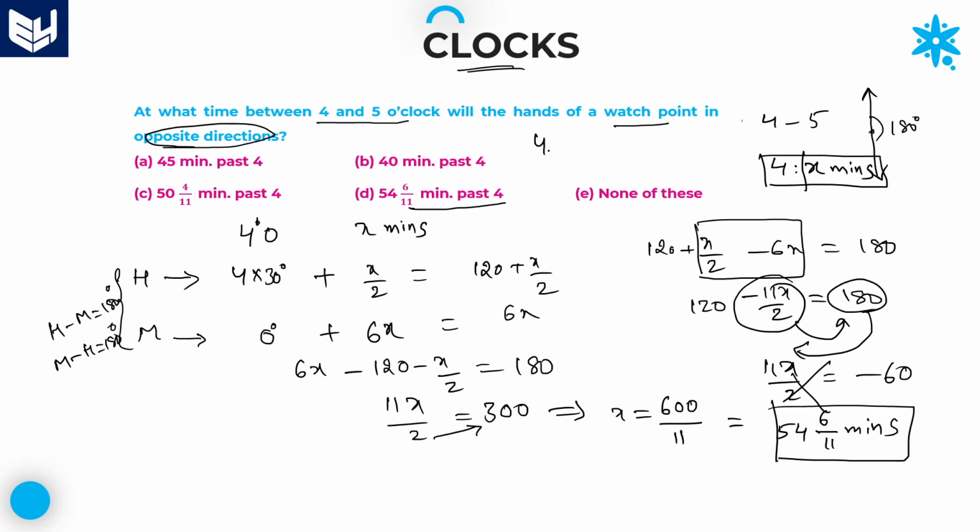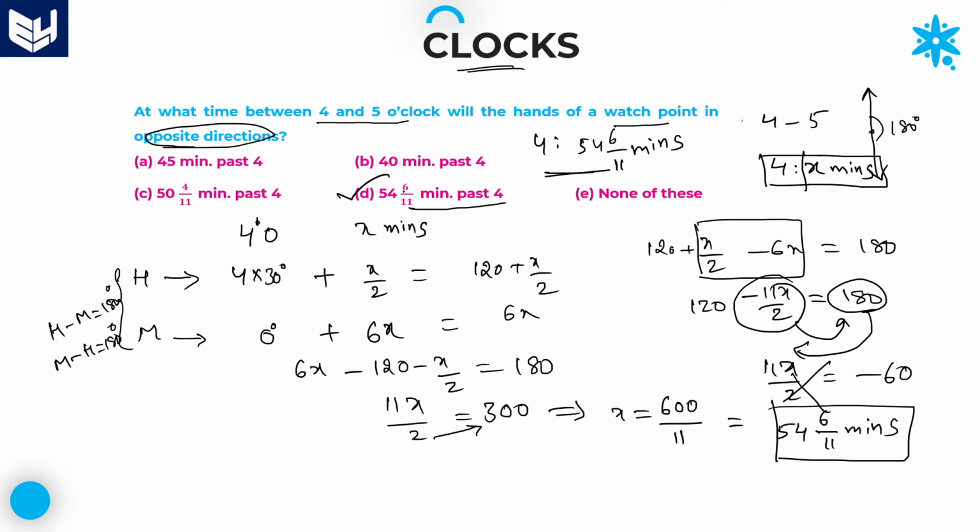That is your answer: 4 hours 54 6 by 11 minutes. At this particular time period, the two hands of a clock are 180 degrees apart, which is nothing but opposite direction. Therefore, your required answer is option D.